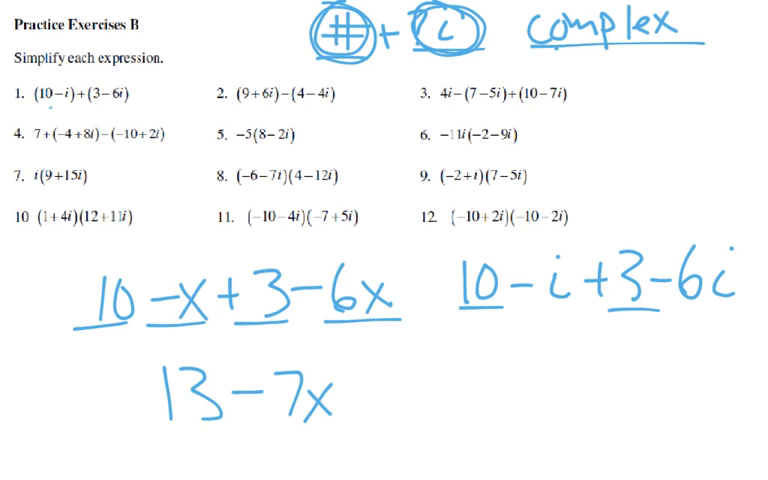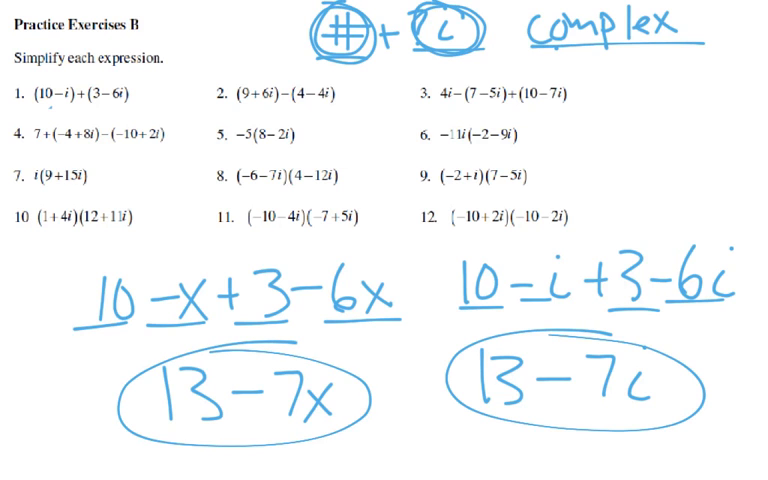Okay, put those together, that gives me 13 minus negative 1i and negative 6i, negative 7i. See the similarity? There's going to be one difference, and that's when we get down to the multiplication. But for the addition and subtraction, we just leave it like that. That's as simple as we can get it.